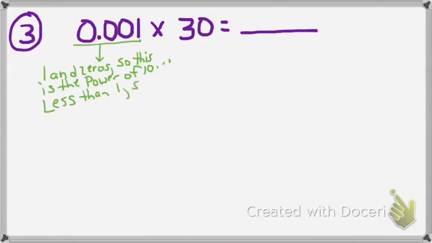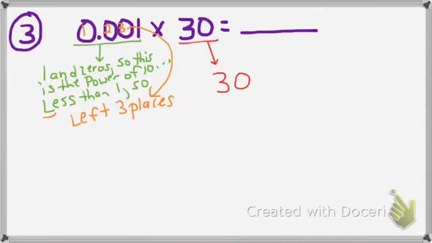Less has an L, so I'll move my decimal to the left. How many places? Count my zeros. 1, 2, 3. I'll move my decimal to the left 3 places. Take my other number, which is my 30, rewrite it, remove the invisibility cloak if necessary. In this case it is. Cross out my decimal. I want to move it to the left 3 places.